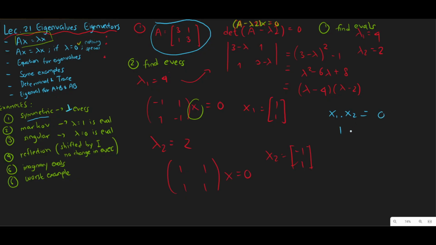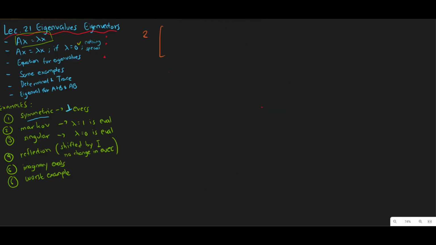So 1 times minus 1 plus 1 times 1, of course it will be 0. You remember the dot product is element-wise, so this times this plus this times this. Okay, so they are 0. So yep, the eigenvectors of the symmetric matrix are perpendicular. So that's the first fact, and let's move to the second example.